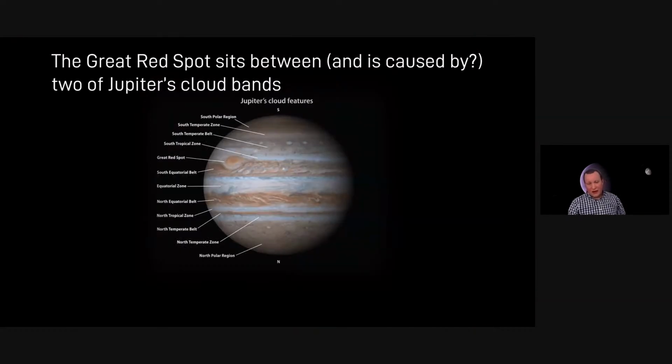time. It's not actually really clear why the Great Red Spot exists, or at least why it has maintained itself for 400 years. It probably has something to do with the fact that it sits right in between these two cloud bands you can see, the South Equatorial Belt and the South Tropical Zone, if you're reading the labels. Presumably that has something to do with it because it's causing this cyclonic circular motion. But what actually causes the Great Red Spot is not very well understood.